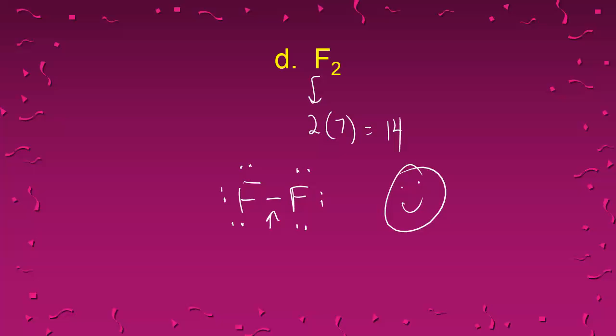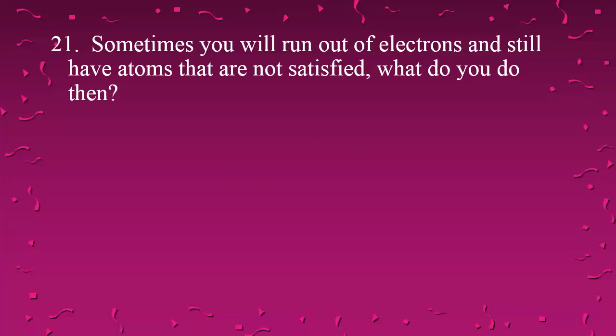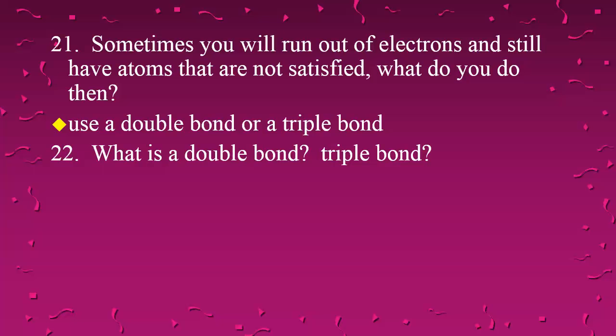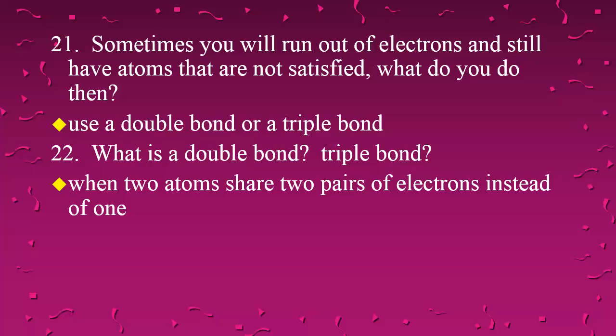Okay, now that you feel that that's easy enough, let's do ones that are slightly harder. Sometimes you will run out of electrons and still have atoms that are not satisfied. What do you do then? You use a double or a triple bond. What is a double bond? What is a triple bond?